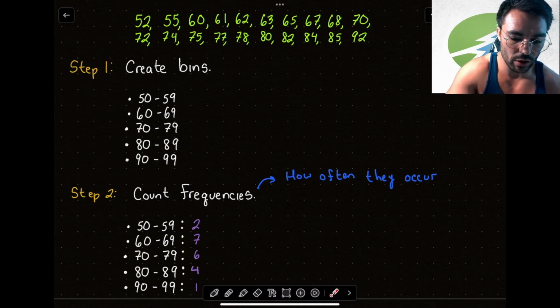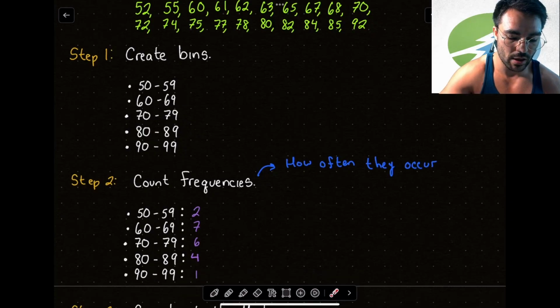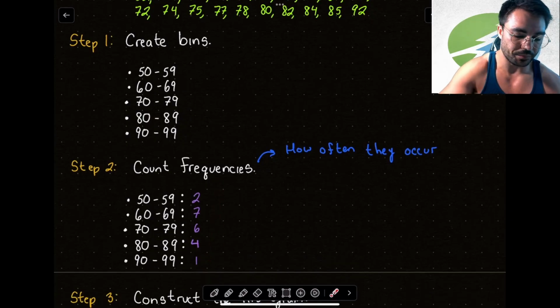70 to 79, 1, 2, 3, 4, 5, 6. 80 to 89, 1, 2, 3, 4. And 90 to 99, 1. Okay, so here are our frequencies.